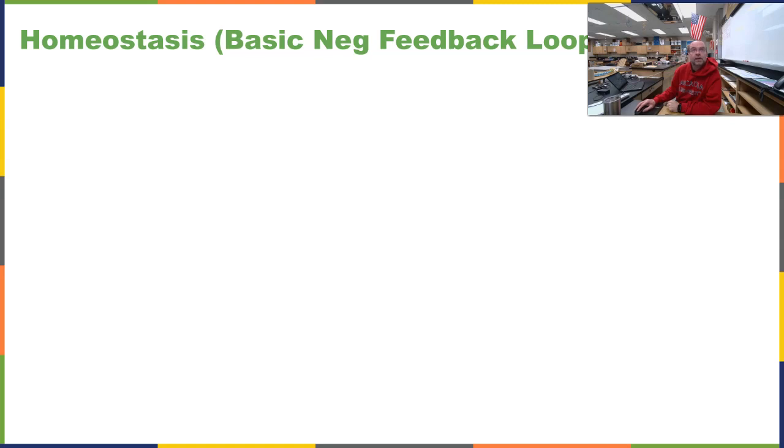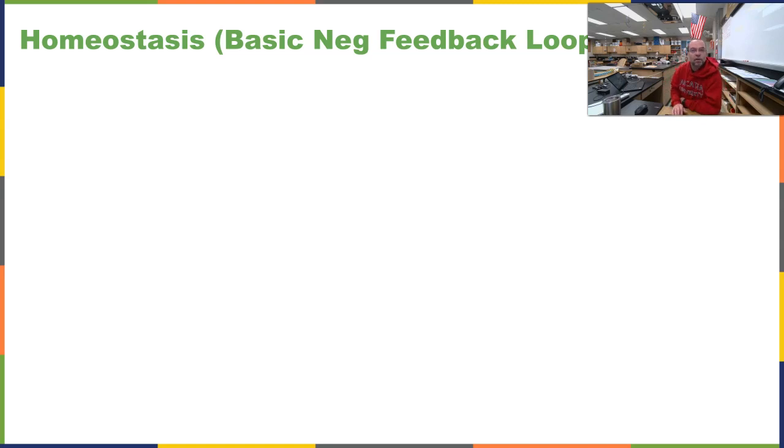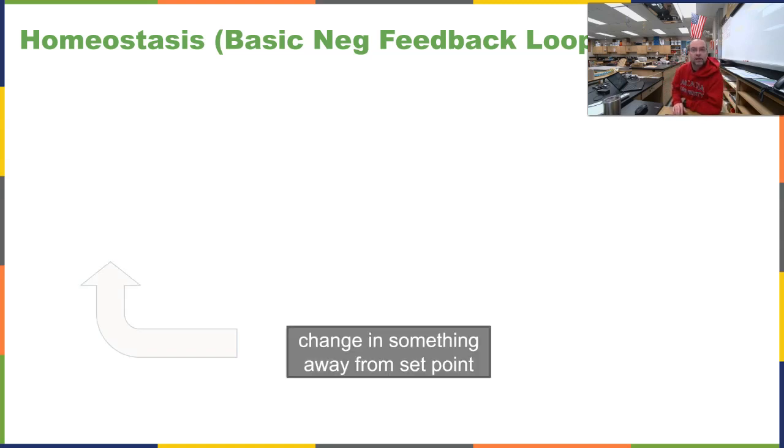All right, let's take a look at a basic negative feedback loop. There's going to be a change in something away from the set point. The set point is a standard temperature, pH, or standard level. For example, in your homes, in your apartments, the standard set point for temperature might be 68 degrees Fahrenheit. Anyhow, in the body, there's going to be a change in something away from the set point.